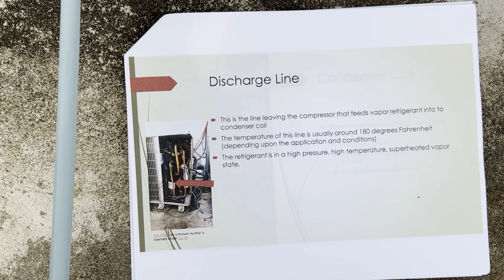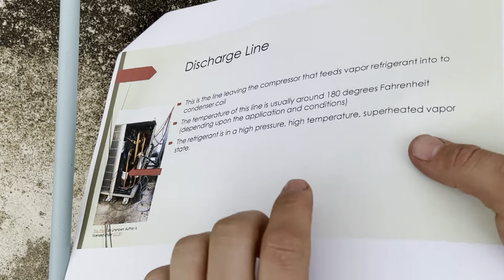This is dependent upon if you have an AC application, if you have a low temp freezer application, or a higher temp application. That number kind of all depends on that application. The refrigerant in this line is still a high pressure, high temperature superheated vapor. Once we leave that discharge line, like I said, it's that line going into the condenser.